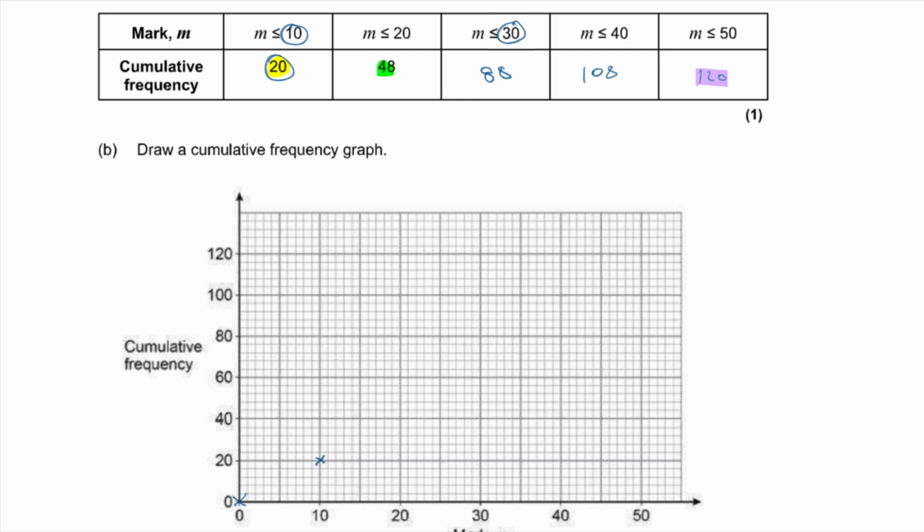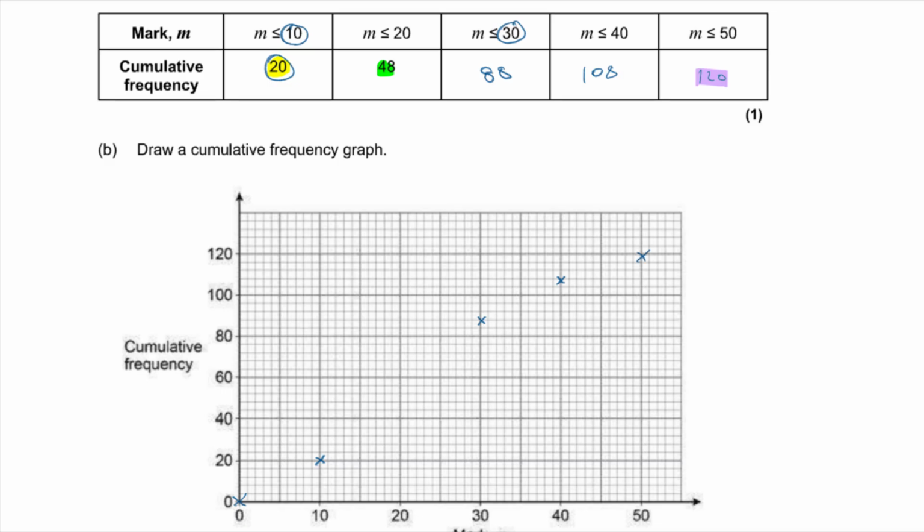Now this scale, 5 boxes spans 20 units, so each little box is going to be 4, isn't it? So 88 is going to be 2 little boxes above 80, it's going to be there. 108, again that's going to be 2 little boxes above 100, and 120, that's up there, that wasn't too hard to plot.